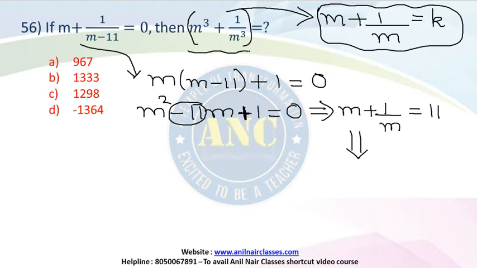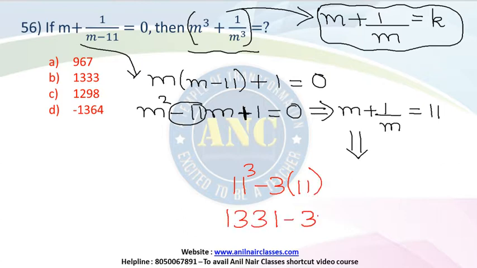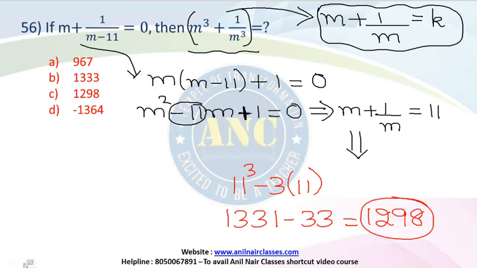M cube plus 1 by m cube, is it a difficult task? I am sure that it is not a difficult task. It is k cube minus 3k. It is 11 cube minus 3 into 11. 11 cube is 1331 minus 33. 1331 minus 33, it is 1298. Answer for this question can be easily got as 1298, and that is nothing but your option C.